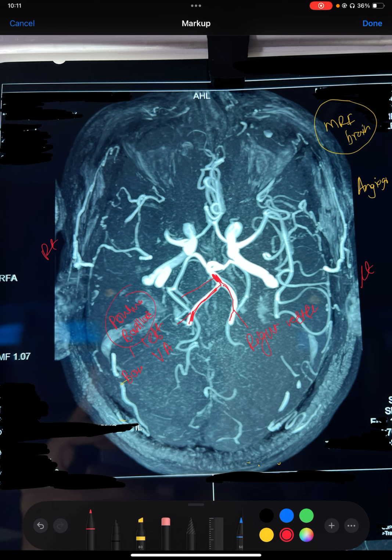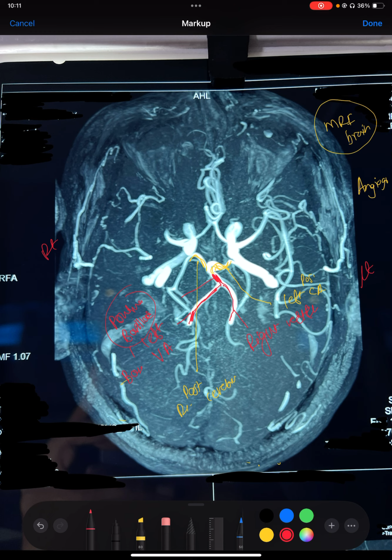It is very, very close to the base of the pons, and then it gives two branches, which are the most important branches, the posterior cerebral arteries. So this is the right posterior cerebral artery, and this is the left posterior cerebral artery.